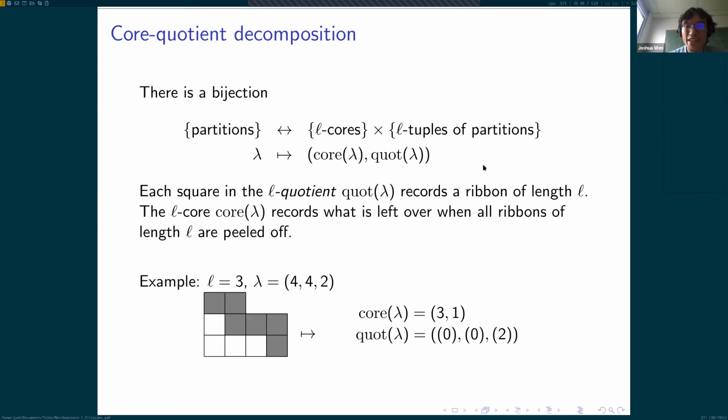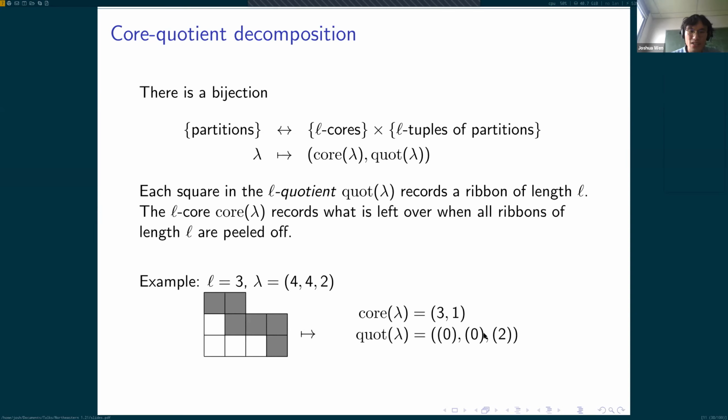So what is an L-core partition? It's one where you can't peel off anymore ribbons of length L. So here L equals 3. I could peel off this guy, I could peel off this guy, and then there's nothing left here. And the core is what's left over, 3, 1.